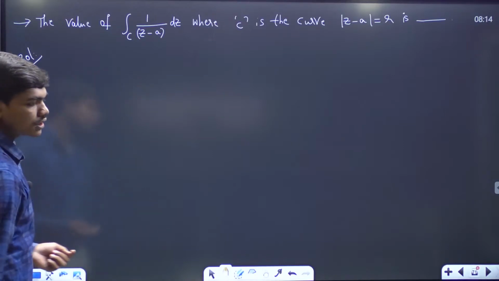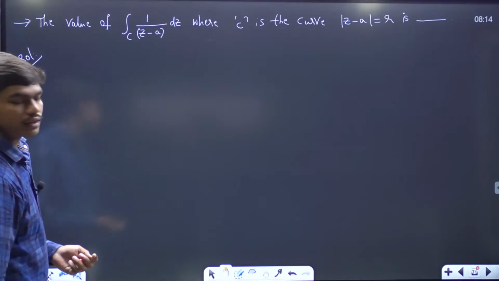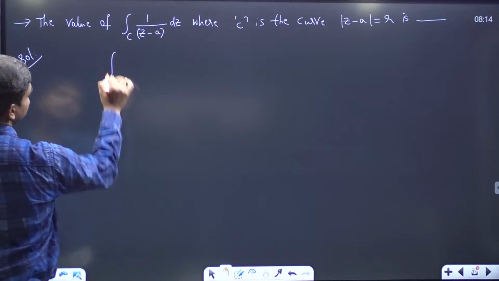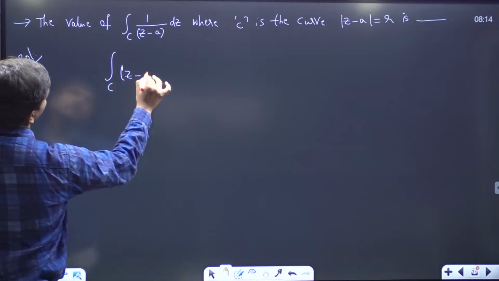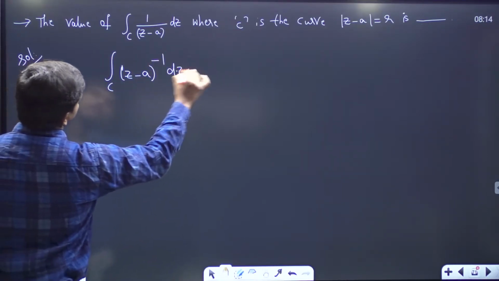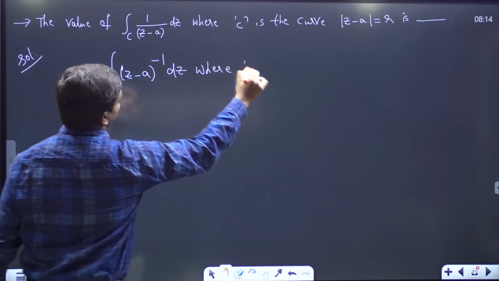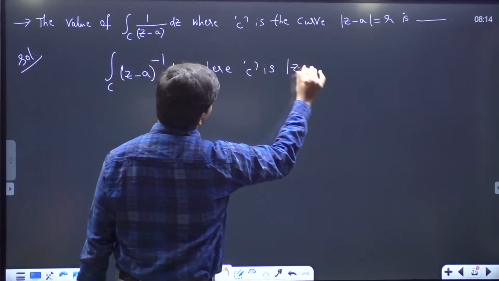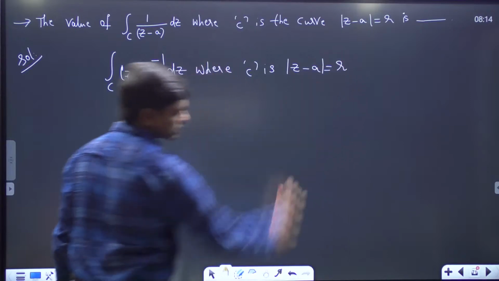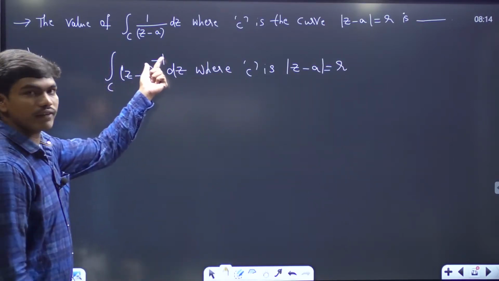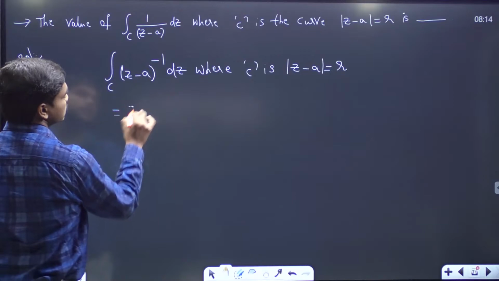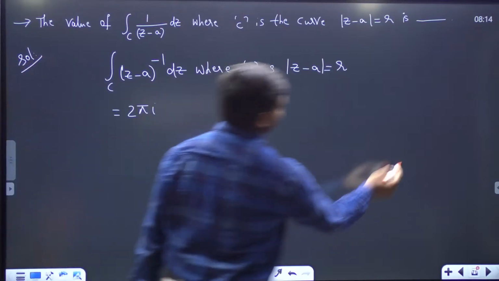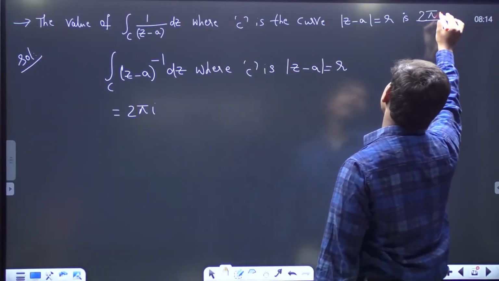So see here. What's the answer for this? 2 pi i, correct? Because this is nothing but the integral over C of (z minus a) whole power minus 1 dz, where C is mod z minus a is equal to r. Just now we have discussed the case when there is minus 1, meaning when the value of n is minus 1, the answer for this integration is 2 pi i. So the answer for this is straight away 2 pi i.